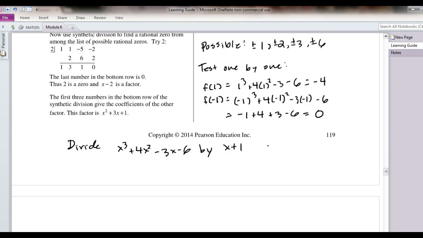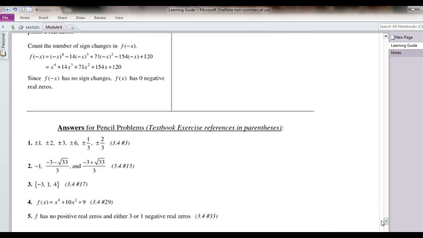So our solution set ends up being negative 1, negative 3 plus the square root of 33 over 2, and negative 3 minus the square root of 33 over 2. And that's a very typical style of problem where we're using the rational roots theorem. So let's go to the bottom and see if we actually got this one right. Yeah, we sure did. Negative 1, negative 3 minus the square root of 33, and negative 3 plus the square root of 33.